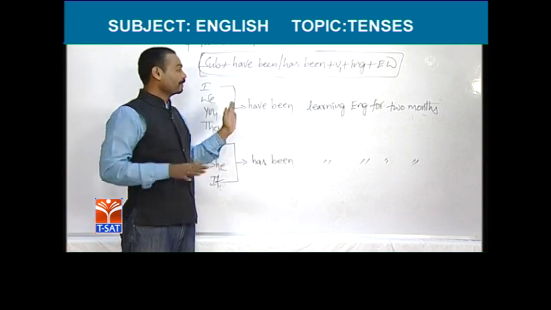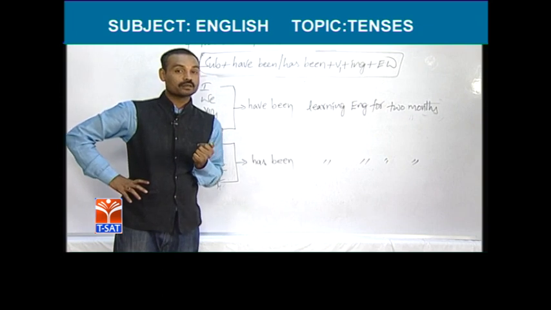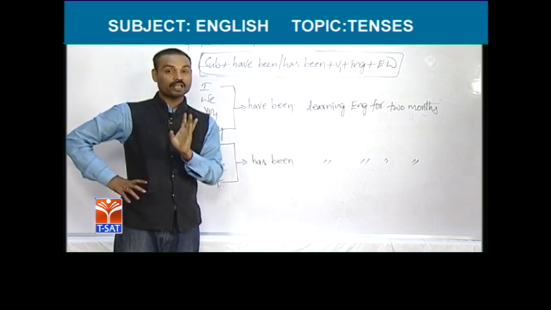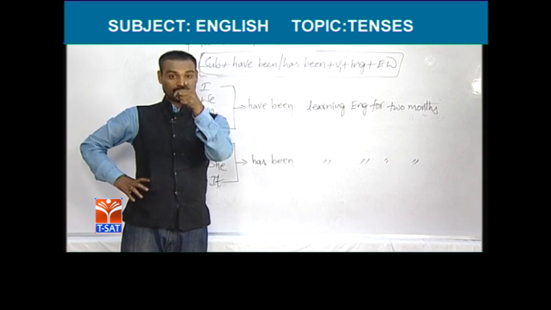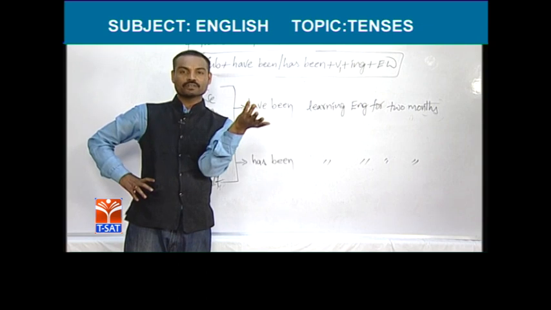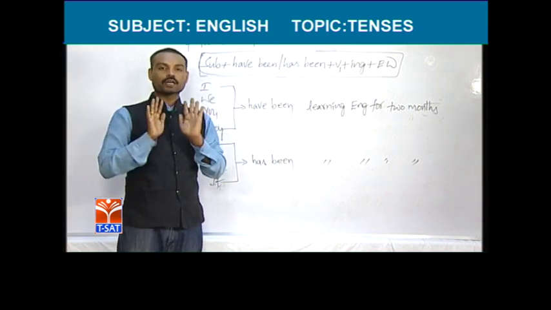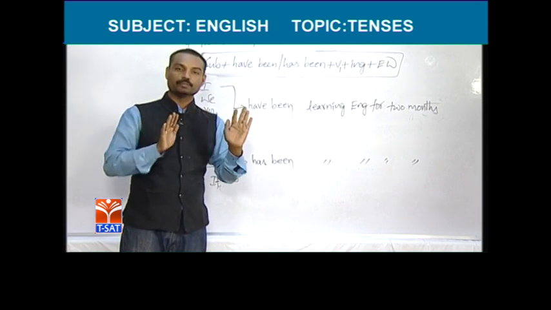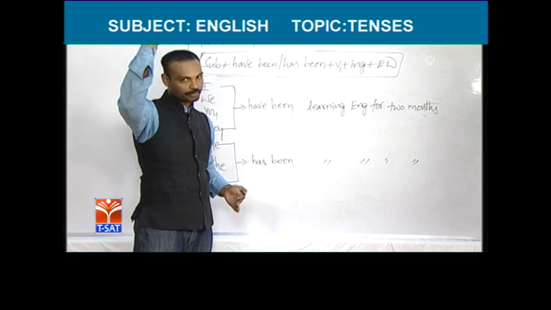I have been preparing for competitive exams dash 2 months. For 2 months or since 2 months? Is 2 months a period of time or a point of time? Period of time, not point of time. When you see the name of a month, that is called a point of time. So 2 months, 6 months, 3 months, 4 months means it's a period of time. So I have been preparing for competitive exams for 2 months. We have been preparing, you have been preparing, they have been preparing, he has been preparing, she has been preparing.